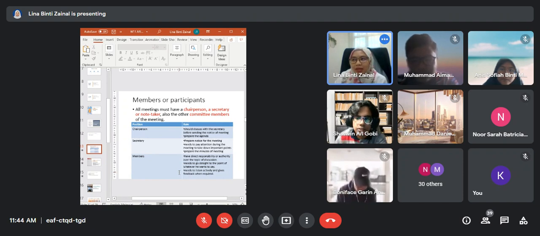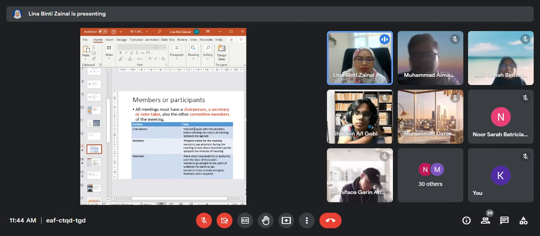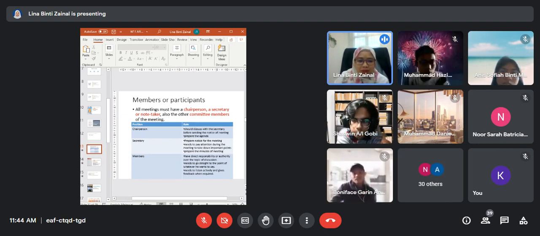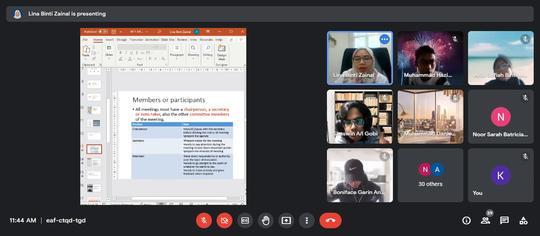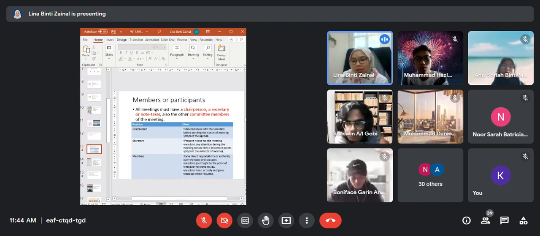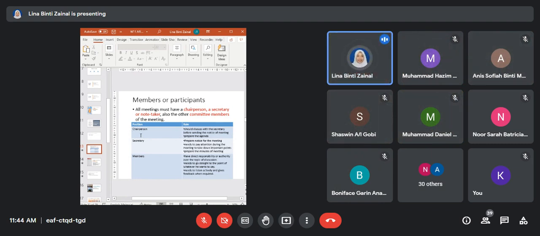Okay, unanimously appoint, secara sepakat je appoint one chairperson. The role of the chairperson is to discuss with the secretary before sending the notice of meeting and prepare the agenda. Okay, as I said earlier, you guys might be big persons, the bosses in your company later, right? So you need to know all these positions and the roles. As for the secretary, you need to prepare notice for the meeting, and you also need to pay attention during the meeting to take down important points. Prepare the minutes of meeting.